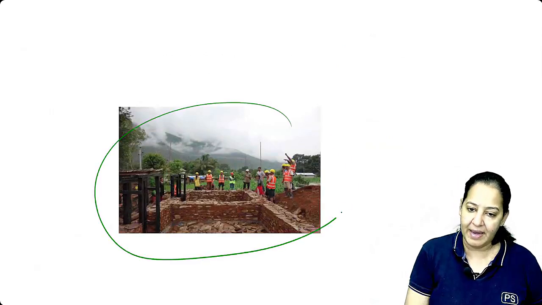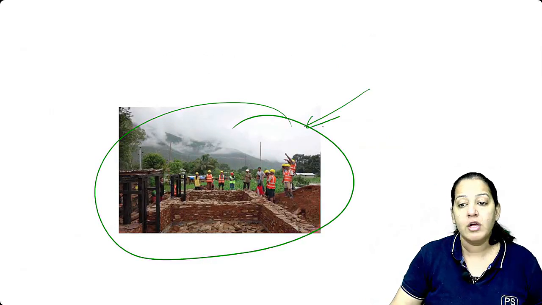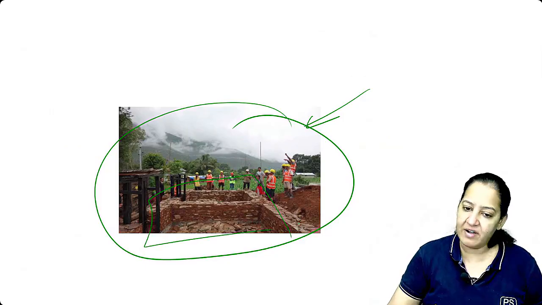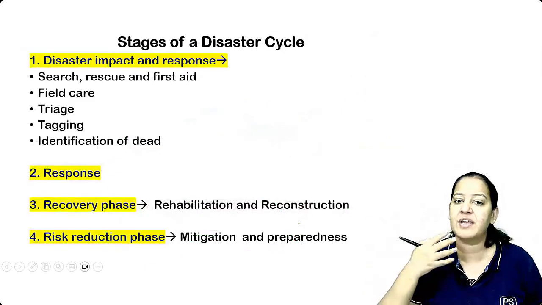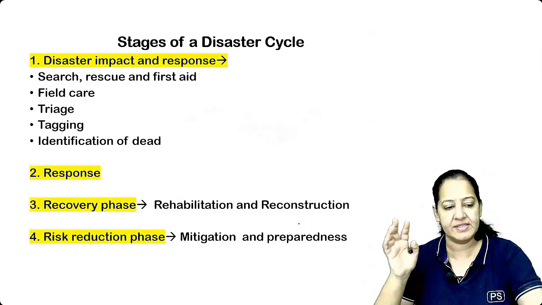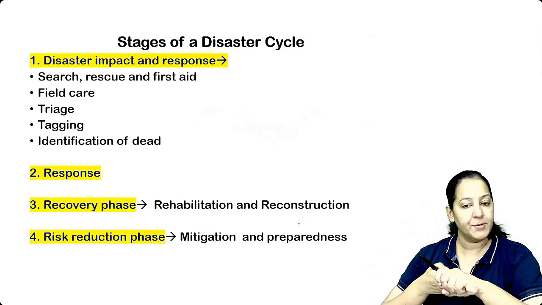So we make, like in Japan, I told you, the homes are made like that. Whenever an earthquake comes, it will not collapse. So that is mitigation for the next time. So we are done with the disaster cycle. How many of you got it? So please learn the steps.